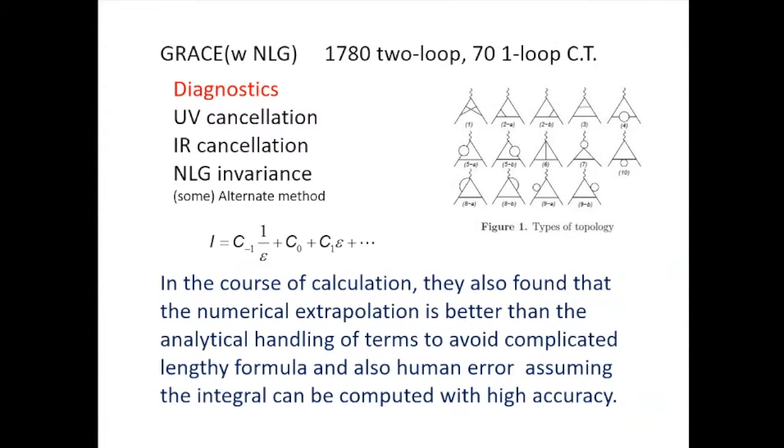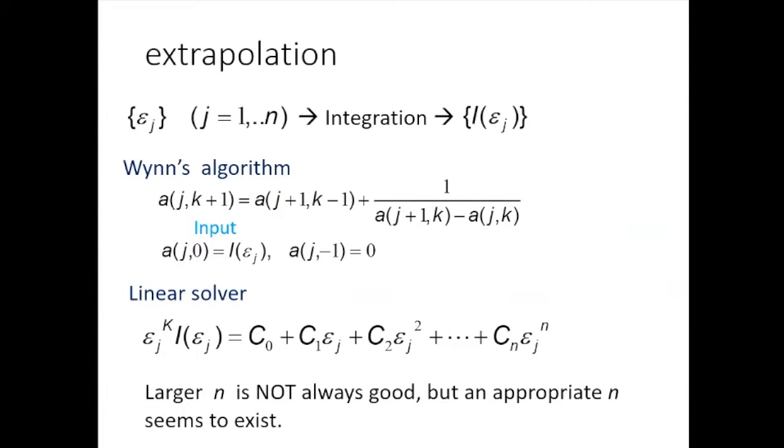And finally, related to machine learning or artificial intelligence, I would like to say some more on a short point about these extrapolations. As I said before, we prepare a series of epsilon values and make integrations to get a series of integration values. And then we estimate the limit using some algorithm for extrapolation. One is Wynn's algorithm, another is a linear solver for linear equations. However, in conventional cases of such a limiting process, if we calculate term by term, then the larger the number of terms, the better the accuracy normally becomes. But in this case, it's not always true.